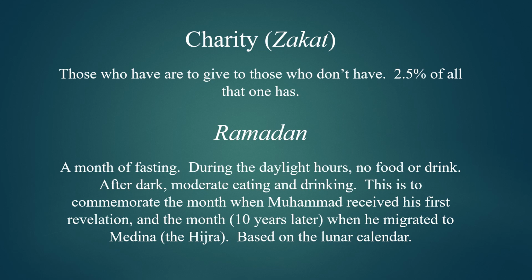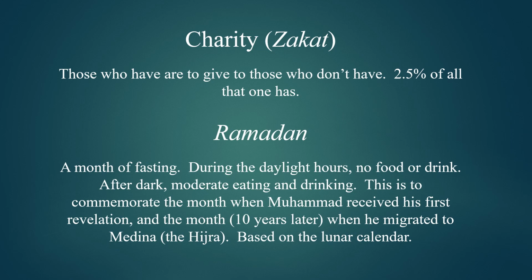And that doesn't mean, like in Christianity, people tithe, and it's supposed to be 10%. So this sounds like a small number, but the 2.5% is supposed to go directly to the poor. It's not for building a new church or a new mosque or anything like that. So that's the third pillar.